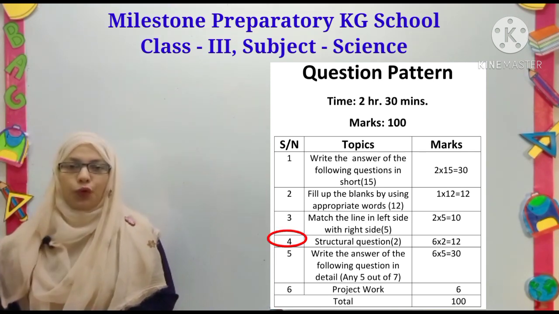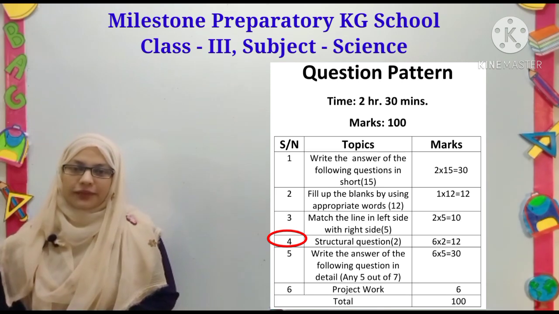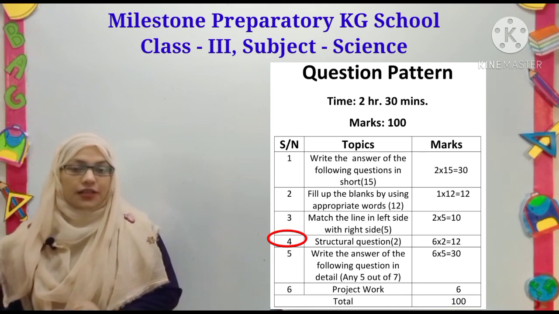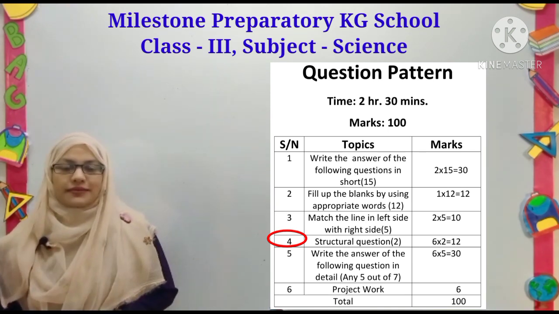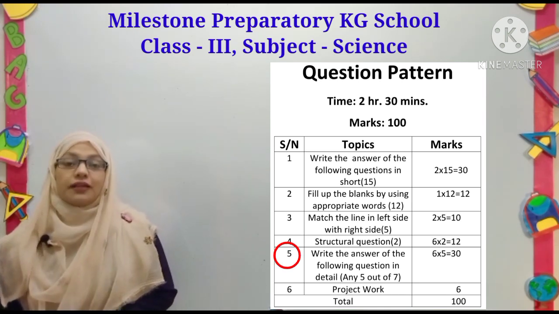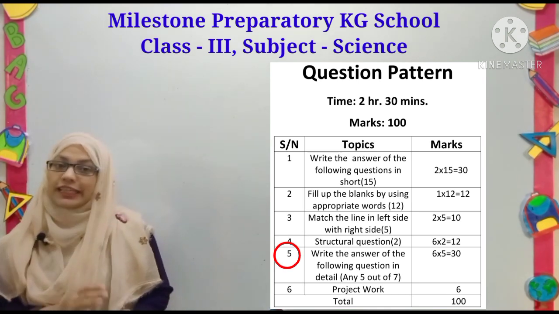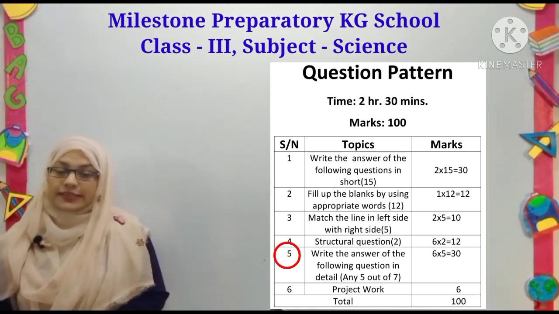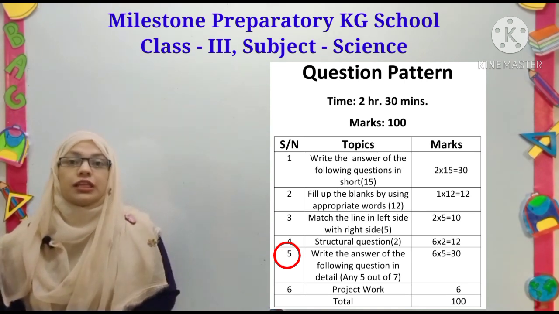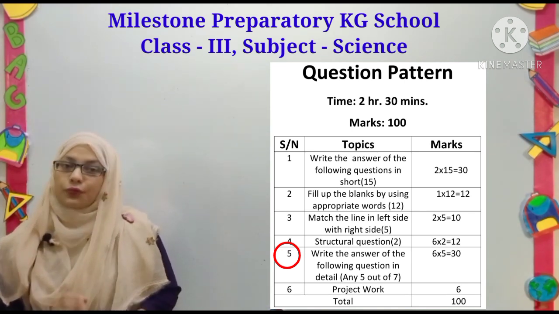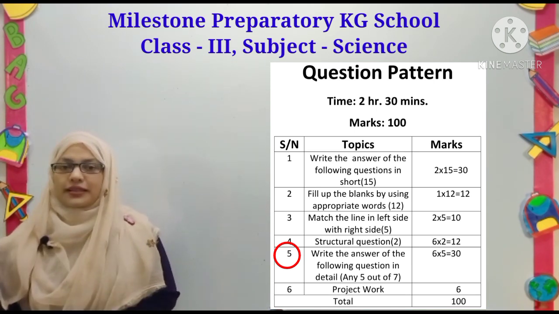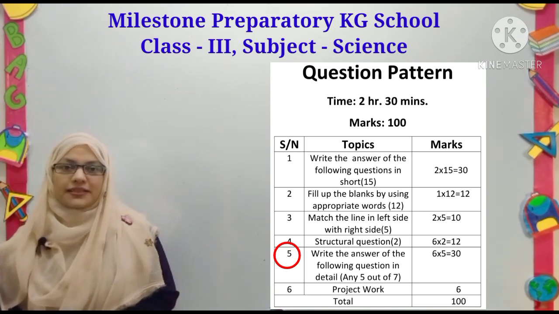Item number 4. Structural question. You will receive here 2 structural questions. Each structural question will carry 6 marks. It means total 12 marks. Item number 5. Write the answer of the following question in details. Here you will receive 7 broad questions. Among these 7, you will write the answer of 5 questions. Each broad question will carry 6 marks. It means total 30 marks.